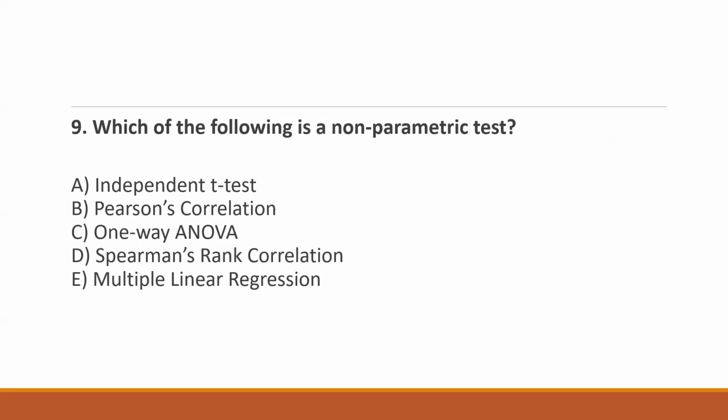MCQ number 9: which of the following is a non-parametric test? Independent t-test, Pearson's correlation, one-way ANOVA, Spearman's rank correlation, or multiple linear regression? Not multiple linear regression; it is Spearman's rank correlation, which is the non-parametric version of Pearson's correlation.